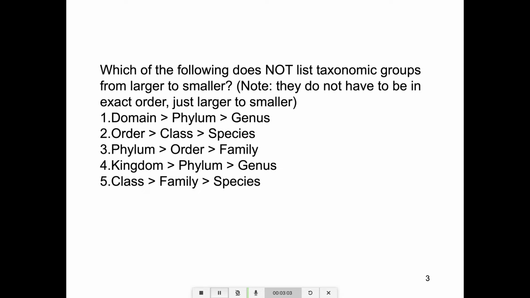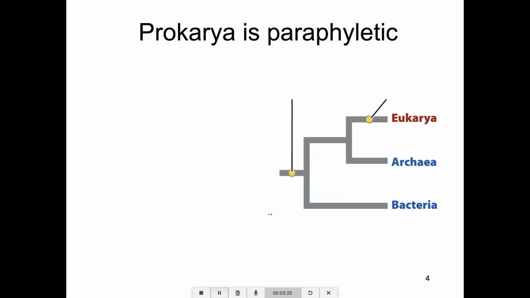Once again, this is just a review. If you said 2, you were correct. So classes are larger than orders, and so this was the incorrect grouping. So that was just a quick review of the different taxonomic groups in their hierarchy.